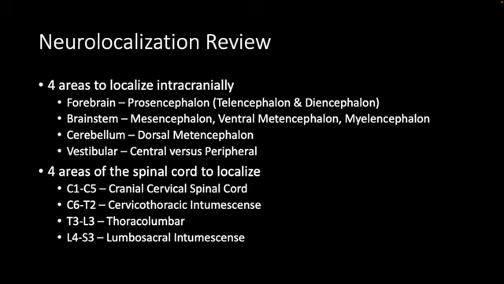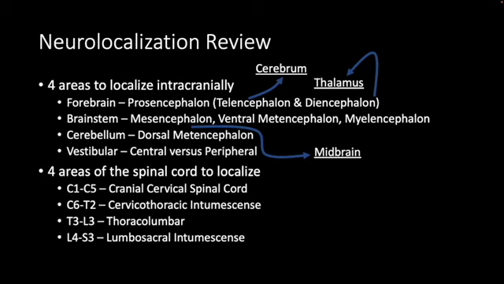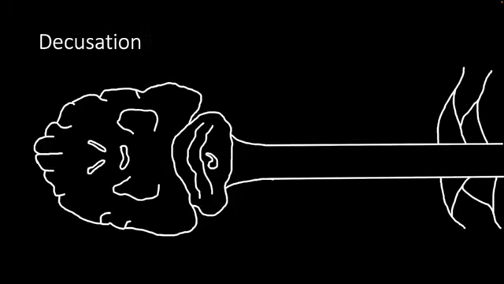Some terms that you might hear are prosencephalon. This includes the cerebrum, also known as the telencephalon, and the thalamus, also known as the diencephalon. In the brainstem, there is the mesencephalon, also known as the midbrain, the ventral metencephalon, also known as the pons, and the myelencephalon, also known as the medulla. The cerebellum is the dorsal part of the metencephalon, and with the vestibular system there is central and peripheral. For the spinal cord, there are areas known as the intumescence, which we will discuss later on.